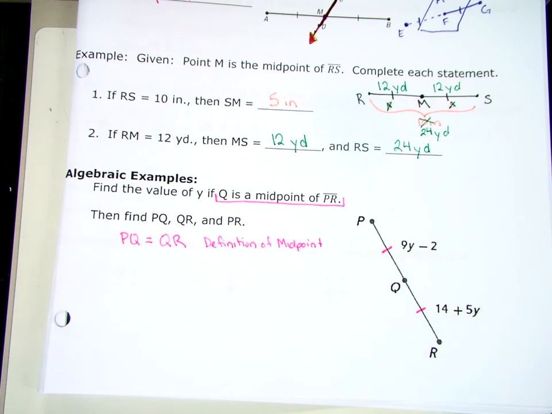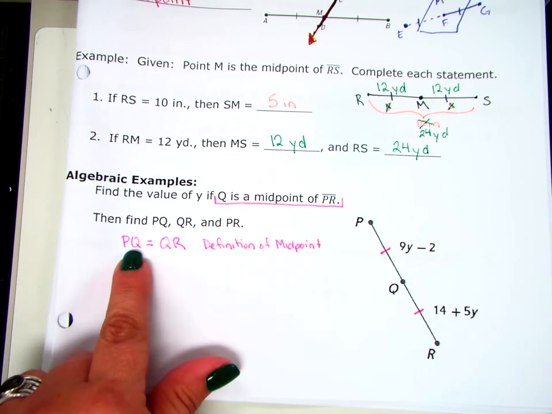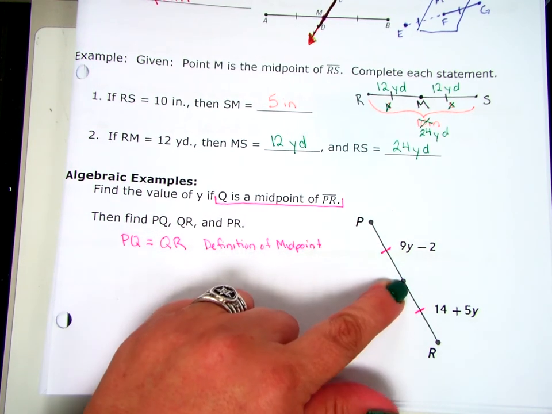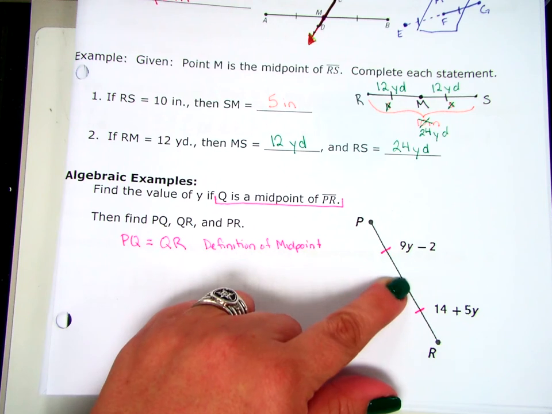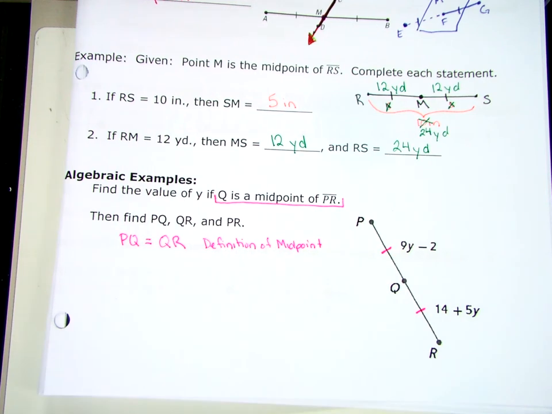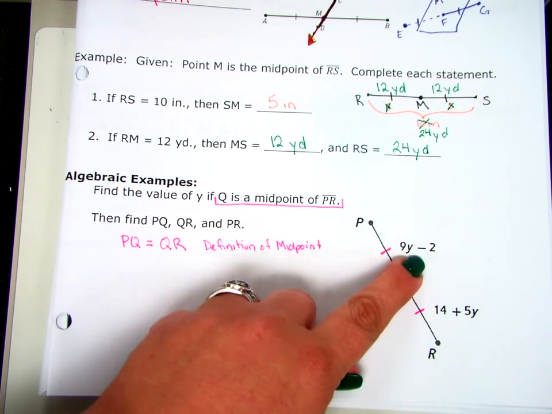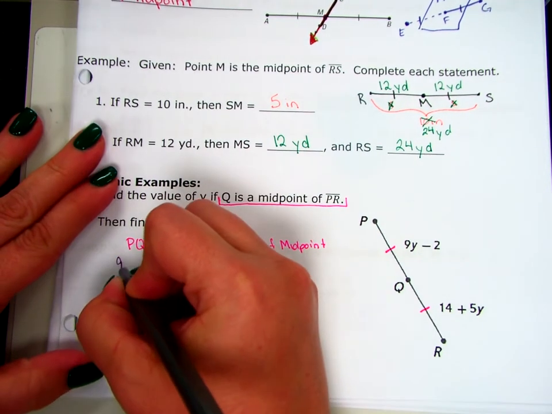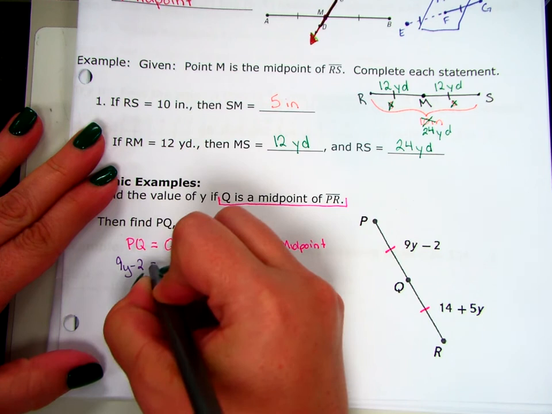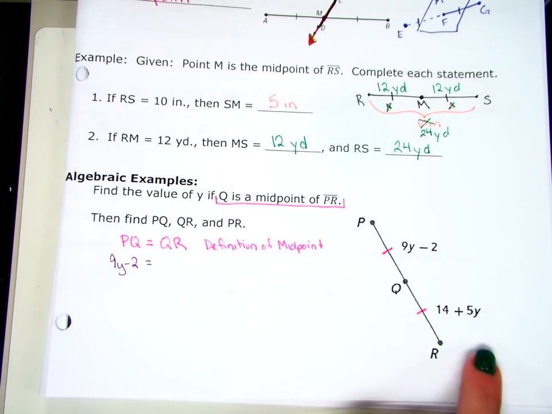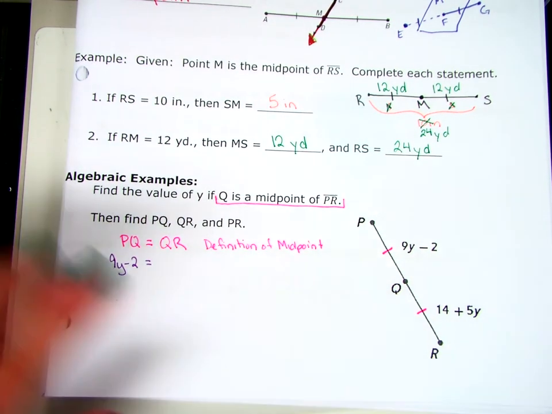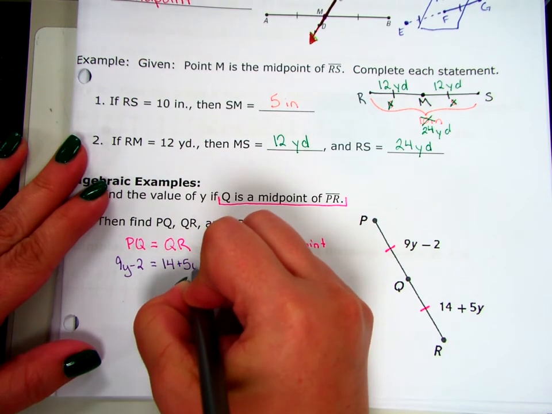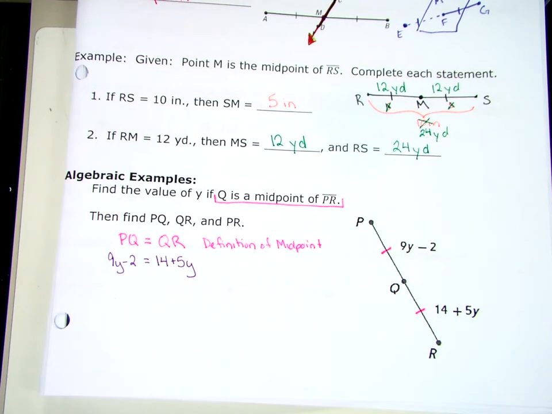Yeah, we would substitute. We know how big PQ is because look, it's given to me in the picture. Sometimes things are given in pictures. Okay, PQ is given to me in the picture. So if it was a proof, I'd have to put given, PQ equals this. And then I could substitute it in here. 9y minus 2 equals, and then this is also given to me. QR is 14 plus 5y, so I can substitute that in. So those would both be substitution.